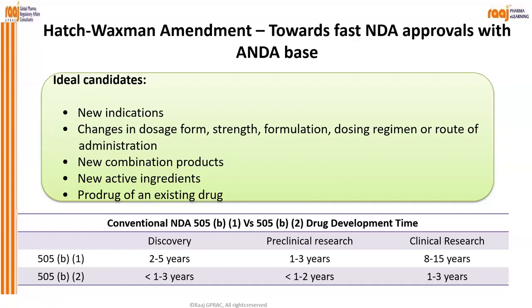Then some people go for, like, amlodipine besylate is already there. You introduce amlodipine maleate as the next salt or something like that, with a new indication. Then also you can go for this route, 505. So this is also possible under the Hatch-Waxman amendment.